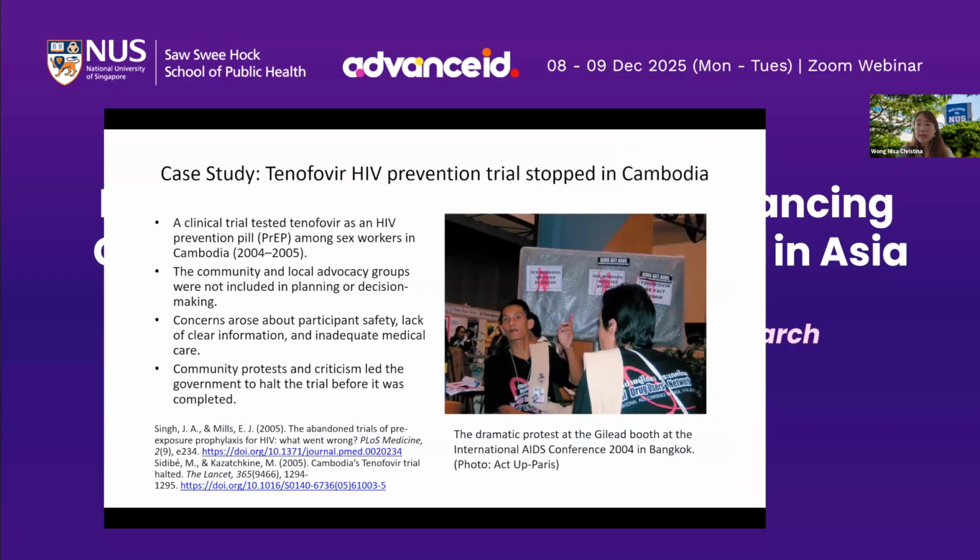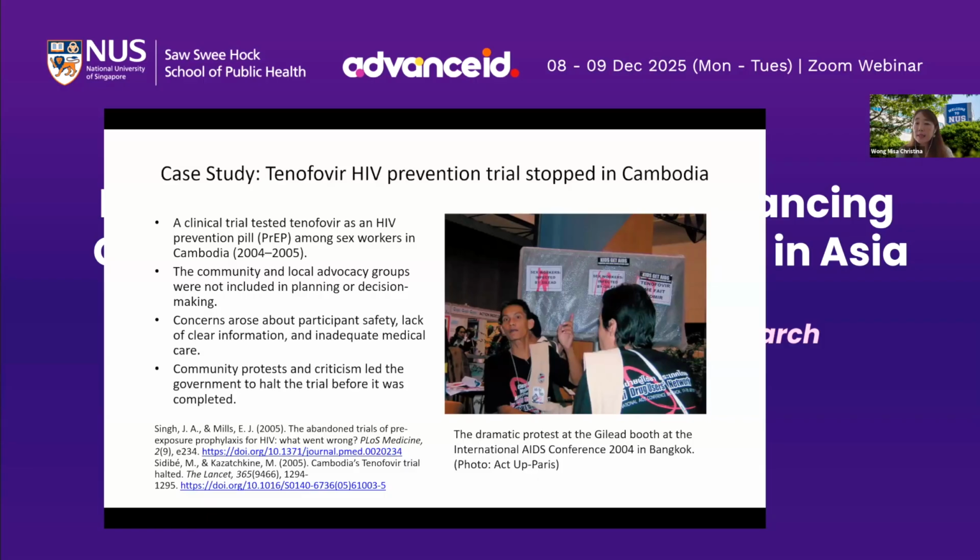Here in this next slide, I would like to share with you an example of a clinical trial that had to halt because there was insufficient community engagement. I'm going to be talking about the tenofovir HIV prevention trial, which was held in Cambodia in 2004. The primary reasons for the trial discontinuation centered significantly on ethical concerns.